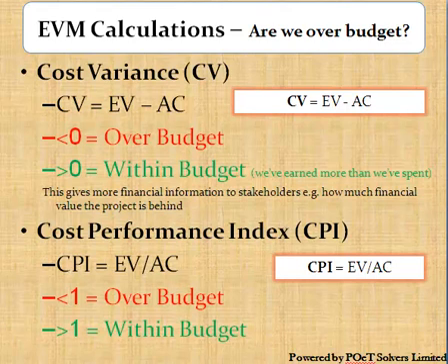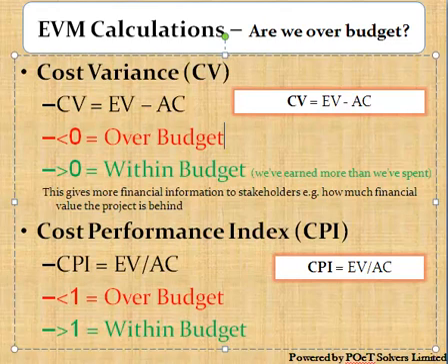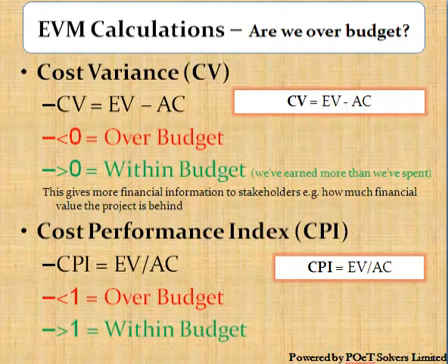We have similar sets of formulas used to figure out our cost performance. The cost variance, or CV, is the difference between the earned value and the actual costs. If it is greater than 0, then we are performing well and are within budget. However, if it is less than 0, then we have spent more than we have earned. That raises a red flag as we are over budget.